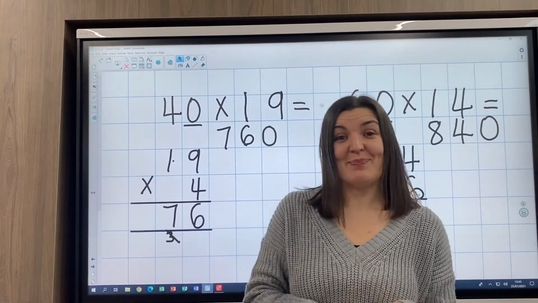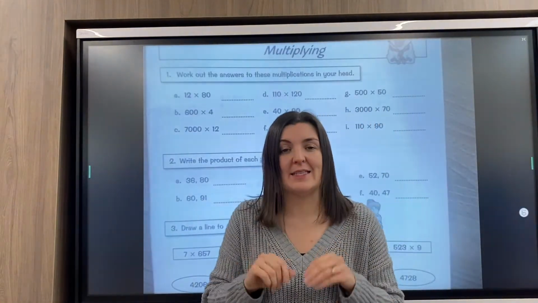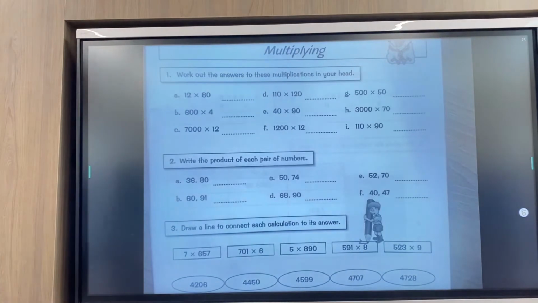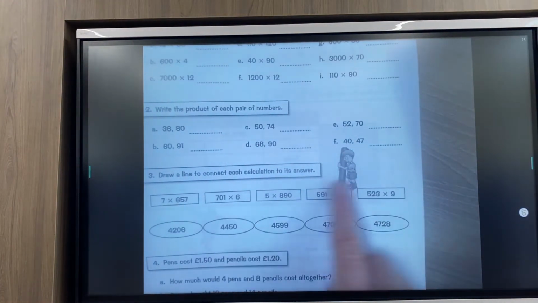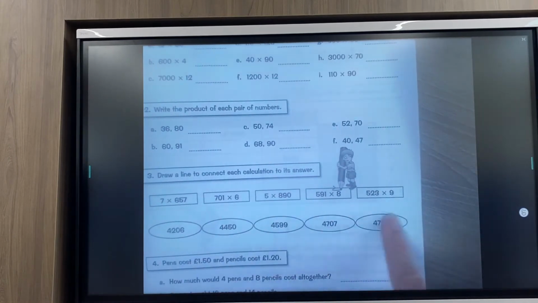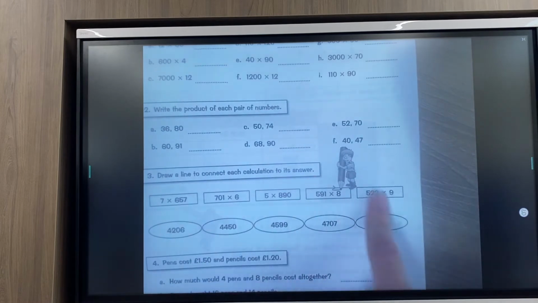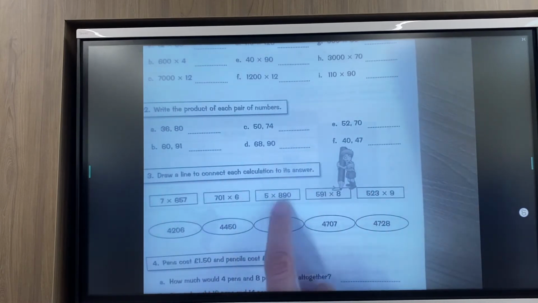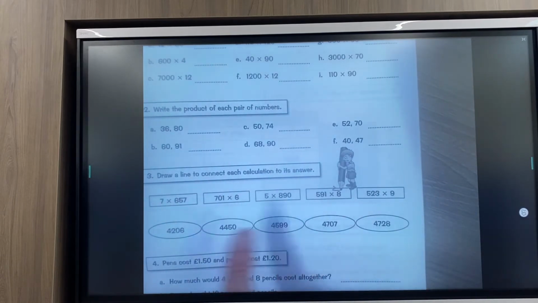Right, now for your final section. The final section we're going to look at today is section 3. You've got some multiplication sentences along the top, and you've got some answers. You've got to work these out and match them with a line to the answers. It's really important that you work it out first. Don't just have a guess. We're going to do the same as short multiplication again to work out these answers. If the answer that you get isn't one of these, you know you've made a mistake somewhere.